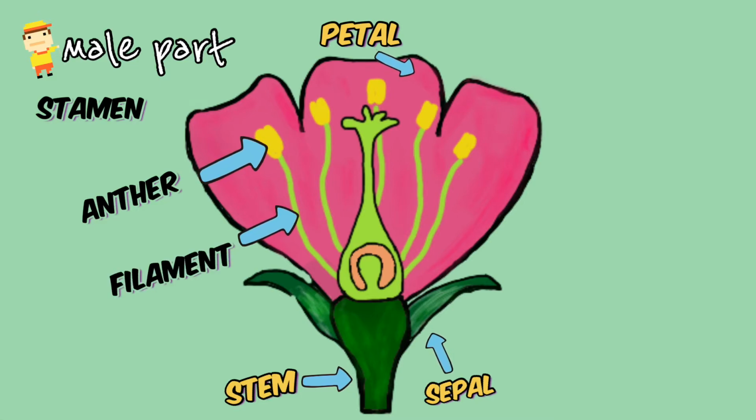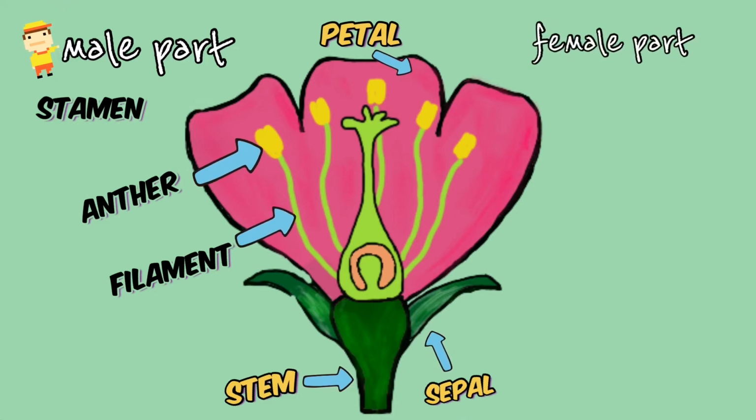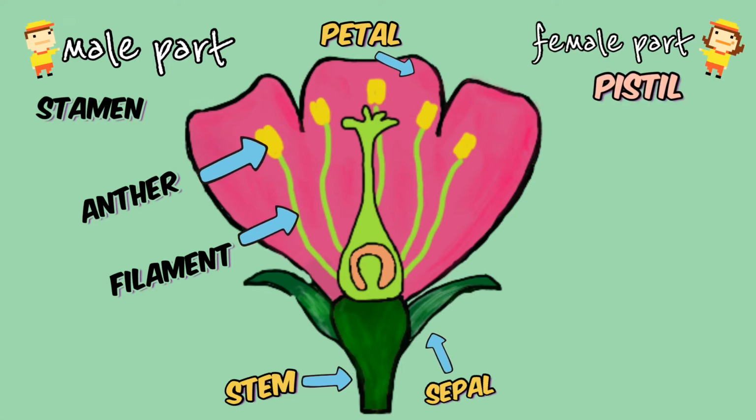Look at the part below the anther, named the filament. This filament is a thin stalk which holds the anther. The male part, or the stamen, usually has more than one.